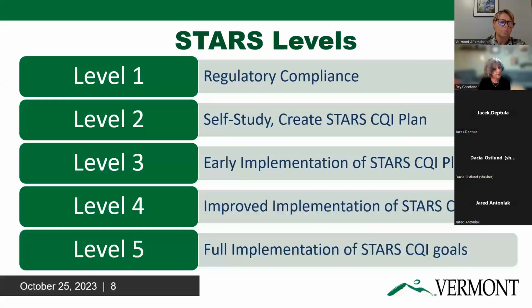So the system still has 5 levels, same as before, but the difference is what each level means. So in the current system, same as before, level 1 is regulatory compliance. Level 2 now is a self-study level, in which you create your STARS CQI plan. Level 3 is when you start implementing that CQI plan. 4 and 5 are improved and full implementation of that CQI plan.